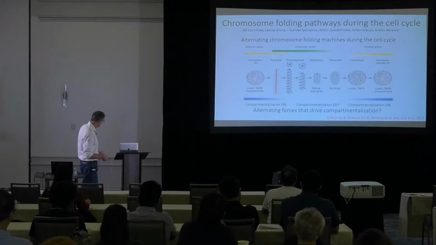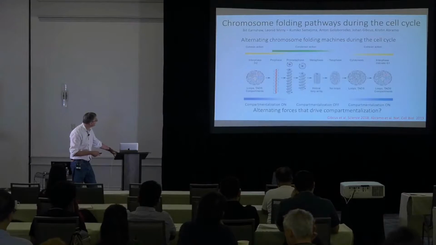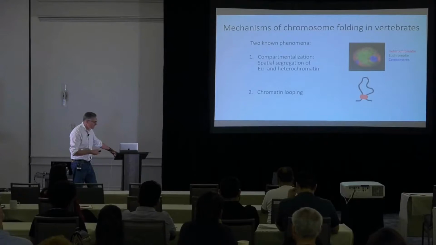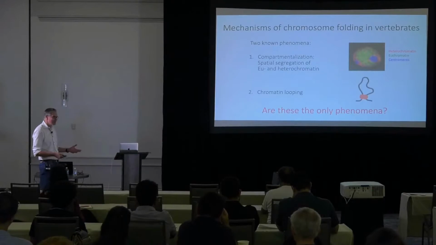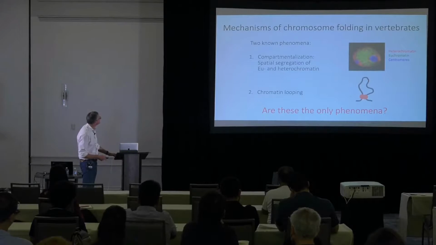Okay. So these two processes, loop extrusion and compartmentalization, again, as I said, are the main focus of a lot of labs in this field. And I said this before, we had these two different phenomena. And the question I'm asking today is, are there other phenomena that we need to look at? Are these the only two things we should be looking at? And of course, I'm going to ask you this question because I think the answer is yes, there are other things to look at. They're difficult things to look at from an experimental point of view.